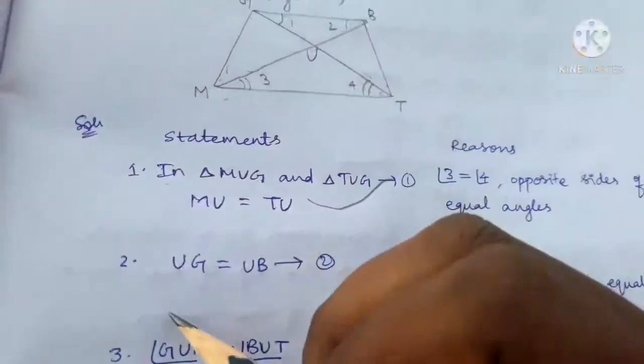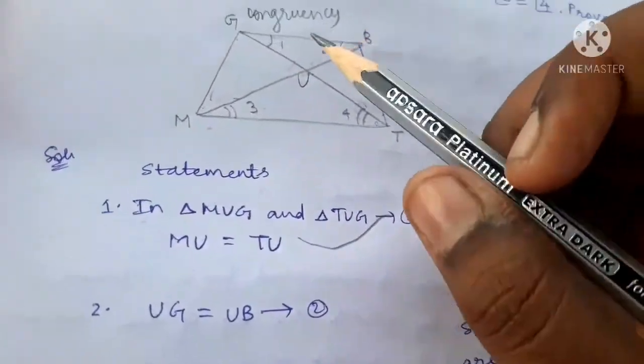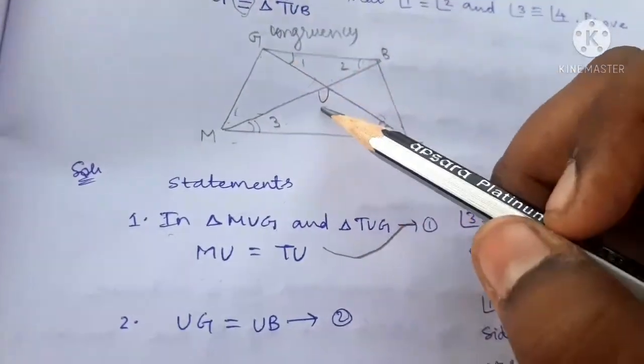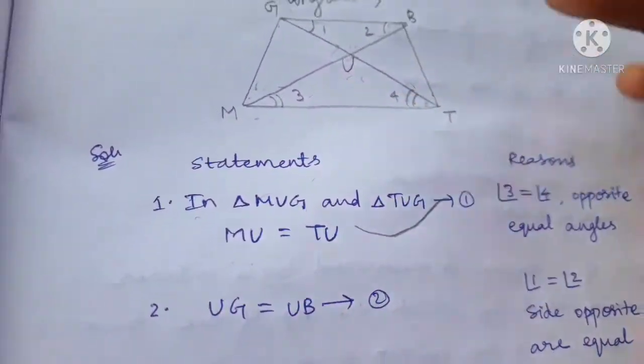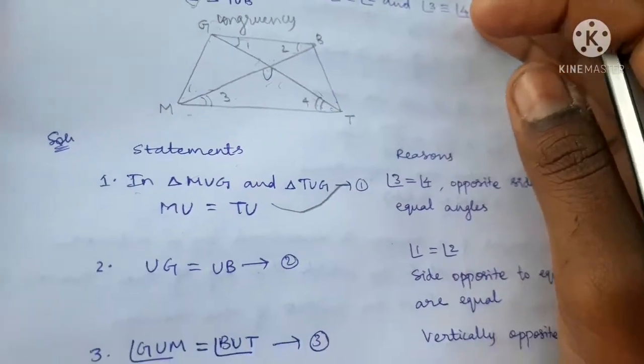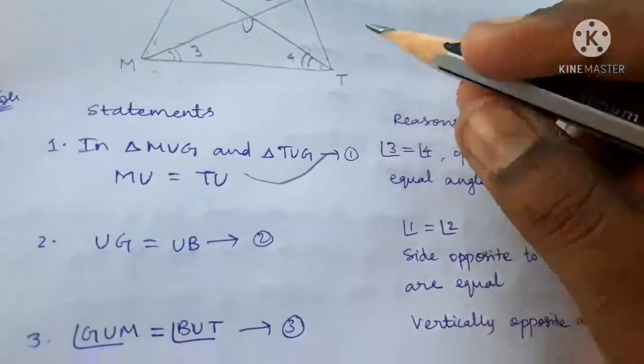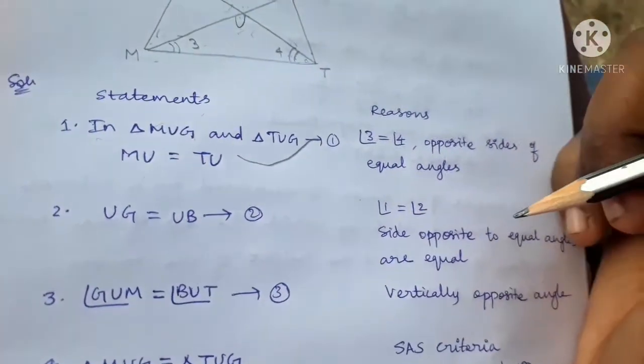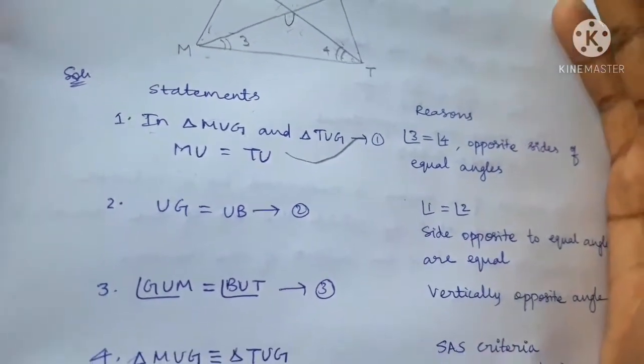Next, UG equal to UB. In this triangle, UG equal to UB. Again the same reason, angle 1 equal to angle 2. So opposite sides to equal angles are equal. So let us give like that. Sides opposite to equal angles are equal.